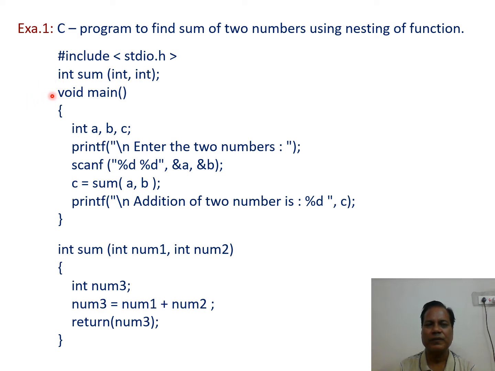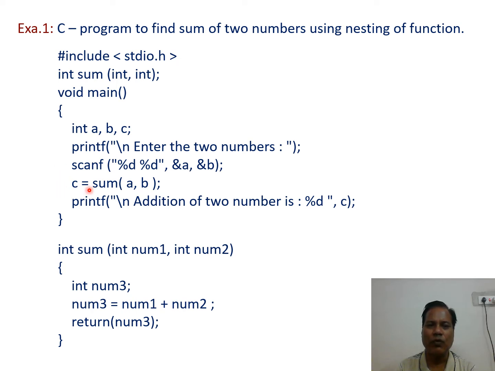So next is void main(), open and close parenthesis. Inside the body of this main function, int a, b, c; semicolon. Using this statement, three integer variables a, b, and c are declared. Then the next statement, the printf statement, "Enter the two numbers:". This message is printed on the output screen, whereby the user enters the two numbers, which are taken in and stored in the variables a and b by the scanf function.